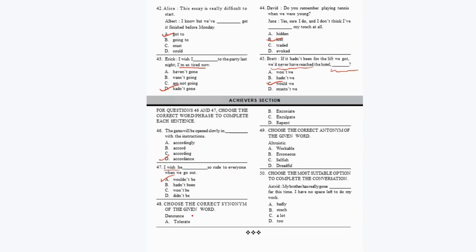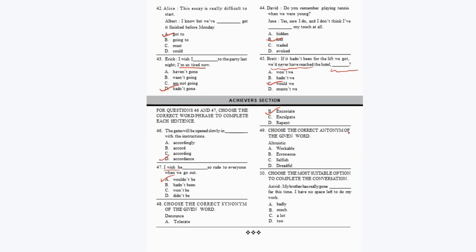Choose the correct synonym of the word denounce. Okay, so denounce means to criticize somebody. So it can't be tolerate. Next one is excoriate, which means to criticize strongly. Next you have exculpate, which means to free somebody from the blame, and repent means to regret. So here the correct answer for denounce will be option B, excoriate. It means to strongly criticize someone.